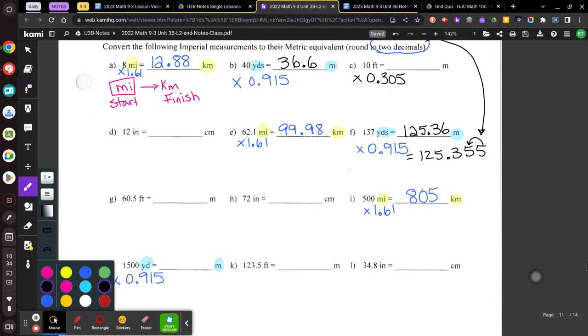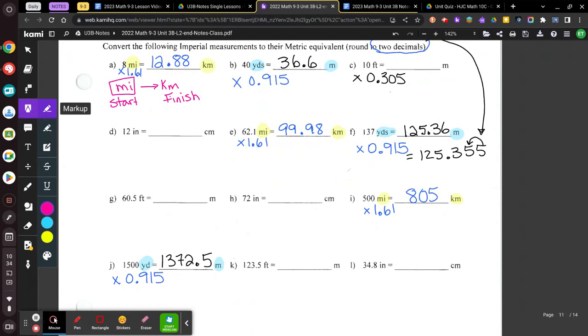All right, the next blue one at the bottom, 1,500 times 0.915. We're going to get 1,372.5 meters. Okay, we've done all the blue ones. We've done all the yellow ones. Now we're going to do the pink ones.